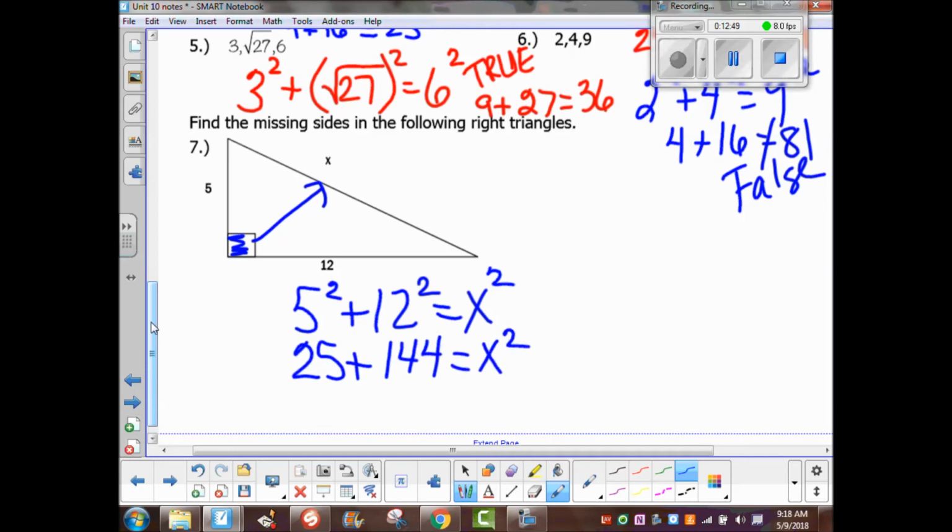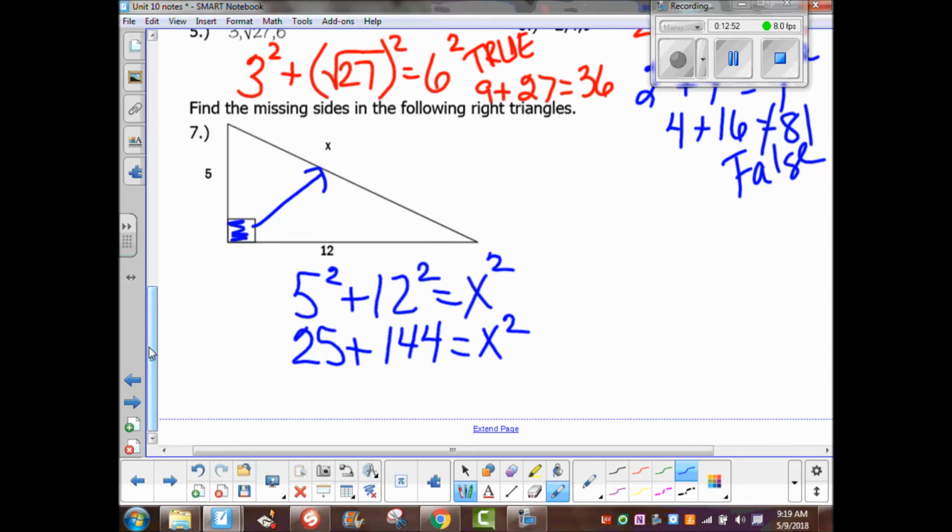So now combine like terms. What's 25 plus 144? 169 equals x squared. How do I undo that? How do I undo x squared? Square root it.